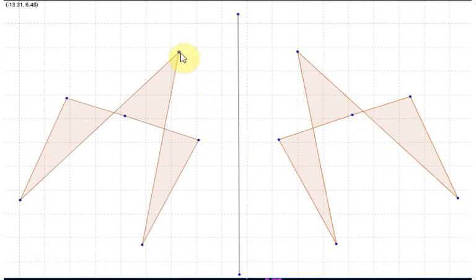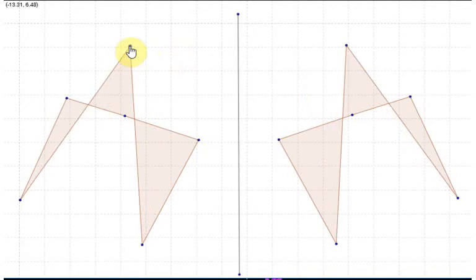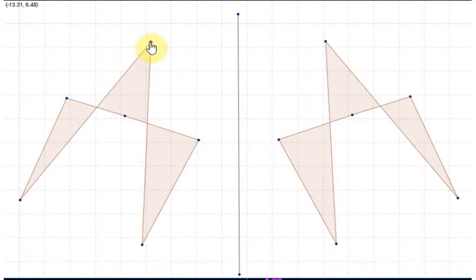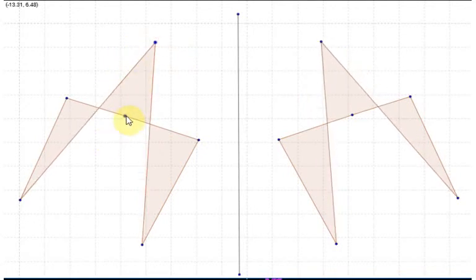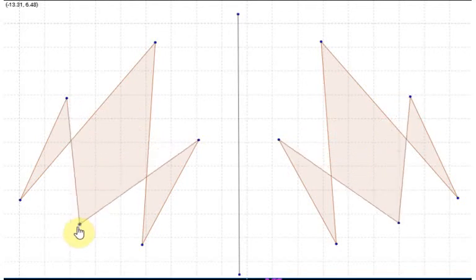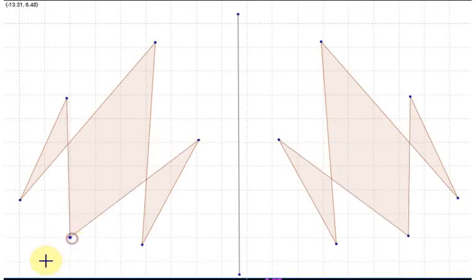I change this side, the image also changes. Okay, change this side, the image also changes. And you see that a line maps to a line, an angle maps to another angle.